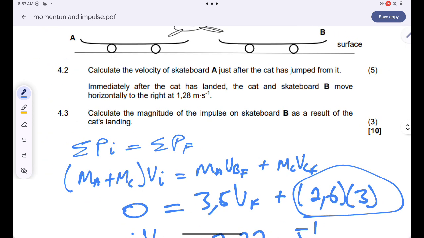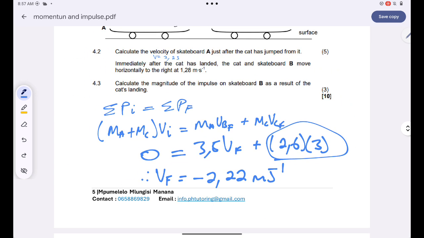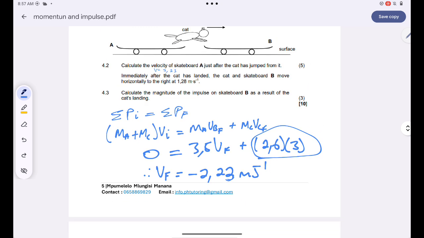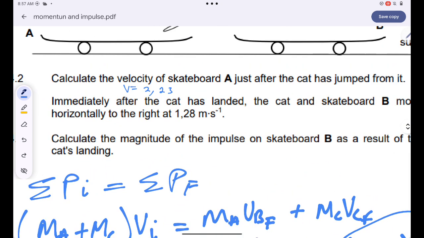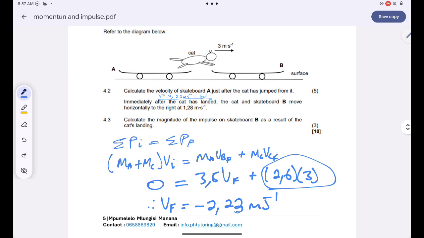So the velocity of skateboard A after collision is just 2.22... 2.223. What did I write there? It's 2.228. That's 2.23, right? It's 2.23 meters per second to the left. To the left.